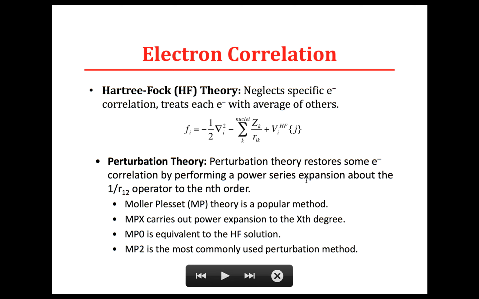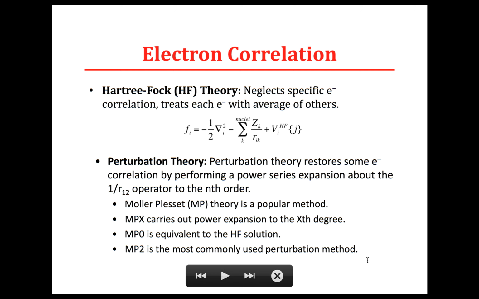If we want to try to make an improvement using a more mathematical approach, if you treat error as a power expansion and carry out various degrees of expansion to improve upon the error that HF theory makes, then that's the basic description of what you might call perturbation theory. Møller-Plesset is just one type of perturbation theory. It's relatively popular. MPx carries out the power expansion to the xth degree. MP0 would just be HF, the simple HF solution. MP2 would be the second-order Møller-Plesset perturbation theory.